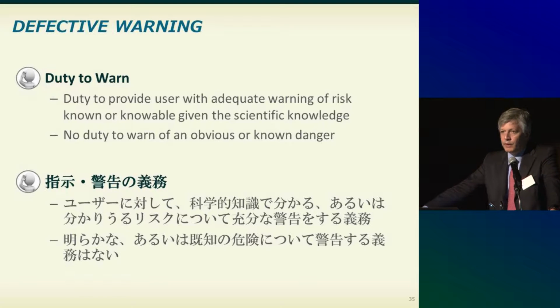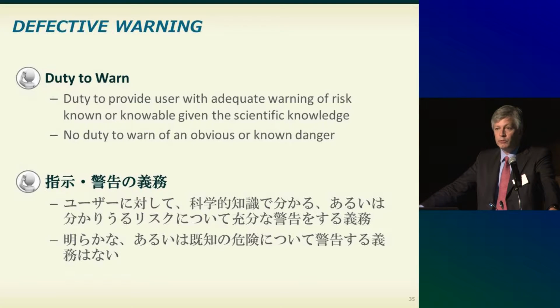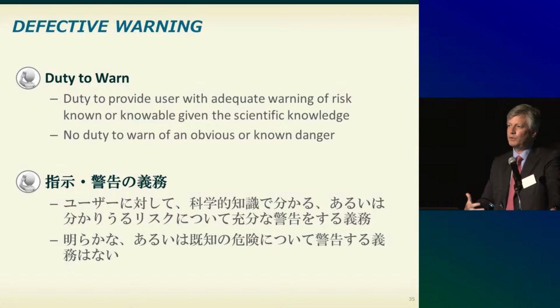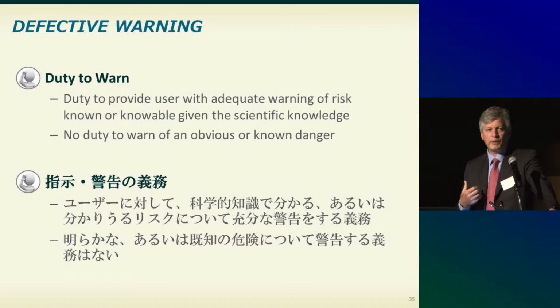And there is, in almost all jurisdictions in the United States, a duty to provide certain warnings. You have to basically provide adequate warning of risk, known or knowable, things that you actually know or reasonably should have, not things that you never could have anticipated. But of course, you don't have a duty to provide warnings about things that are just obvious.